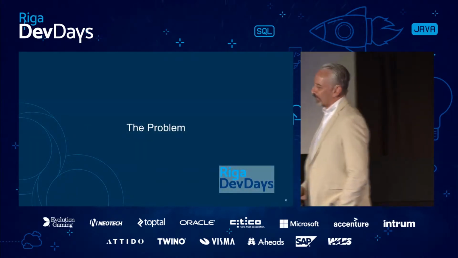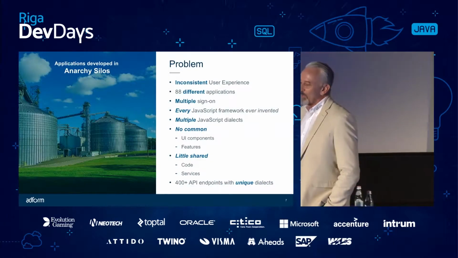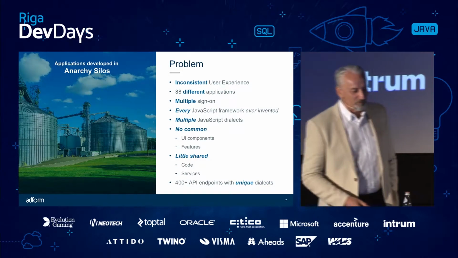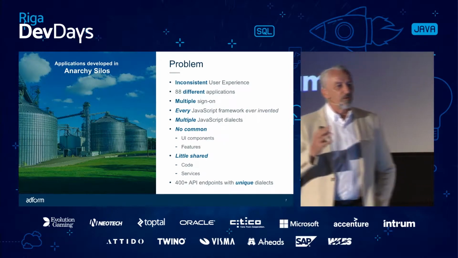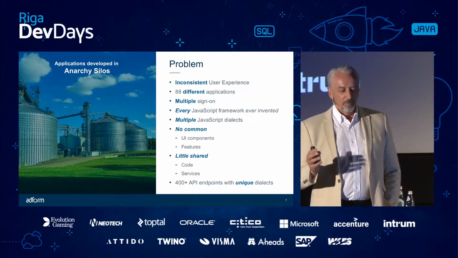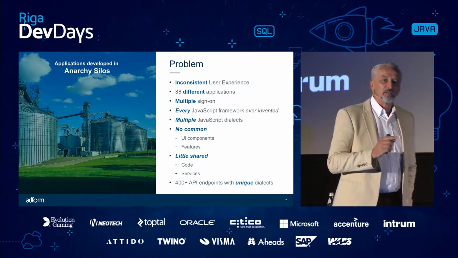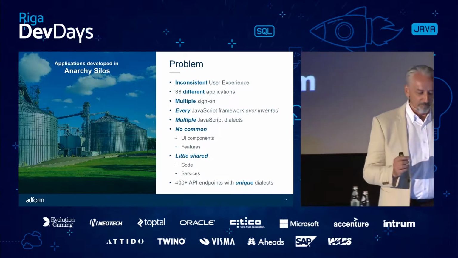So the problem we had in Adform was that we have 88 applications. They're all written differently. They were all written in a hurry. They were all written to solve real problems, but they're all different. And I mean different as different can be.